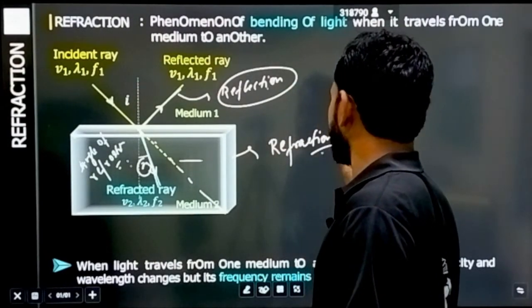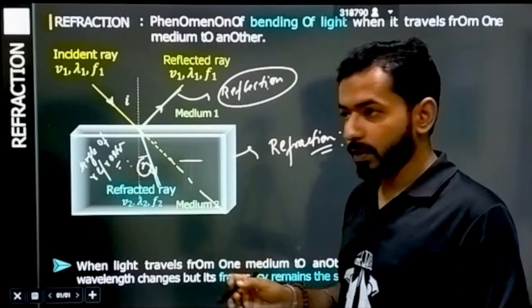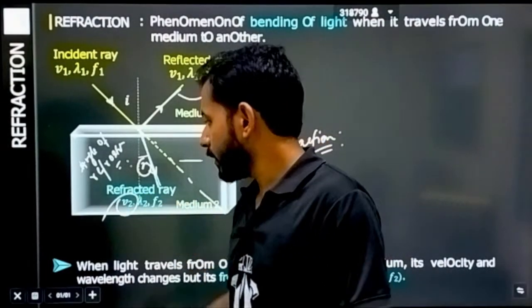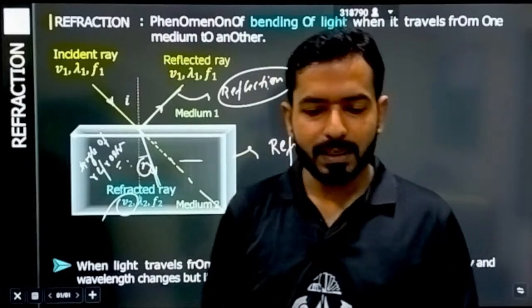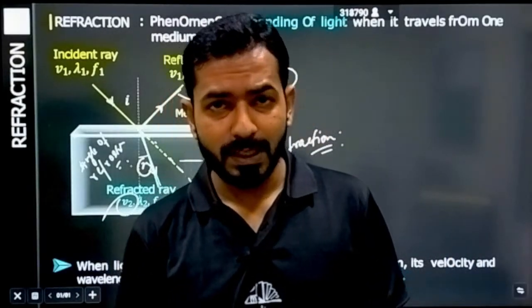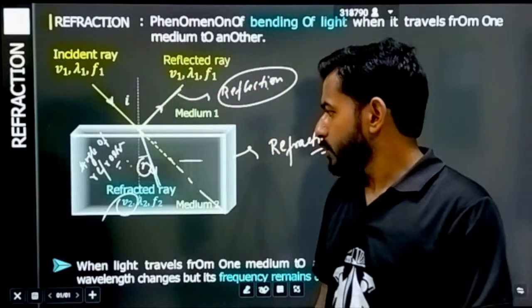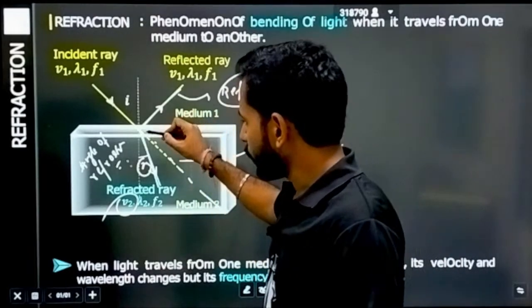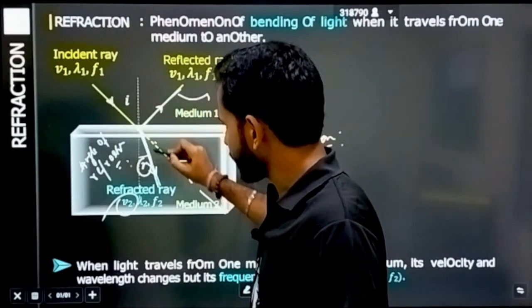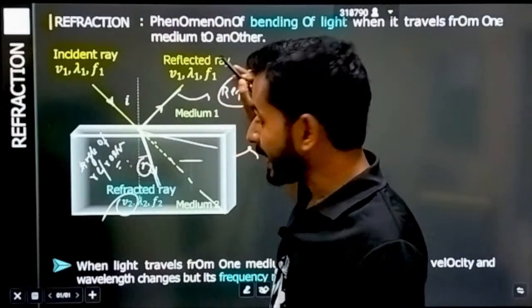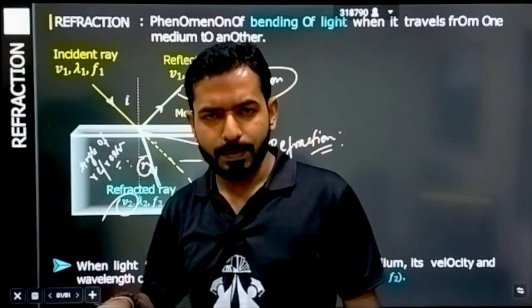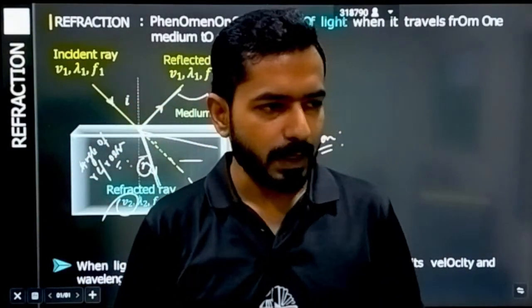Refraction. This phenomenon is called what? Refraction. What will be constant here? You can see that frequency is the only thing that is constant, and the rest of the things will keep changing. Okay, so now why has the light bent only in this direction? Why not from the original path? Why not in the away sense? Why has this happened? All these things we are going to understand one by one.